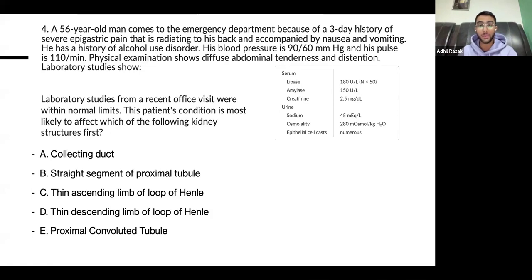His BP is hypotensive, like 90/60, and his pulse is 110. So he has abdominal tenderness and there's distension as well. The lab studies from a recent office visit were within normal limits. This patient's condition is most likely to affect which of the following structures? What do you think this is? What is happening with this patient?